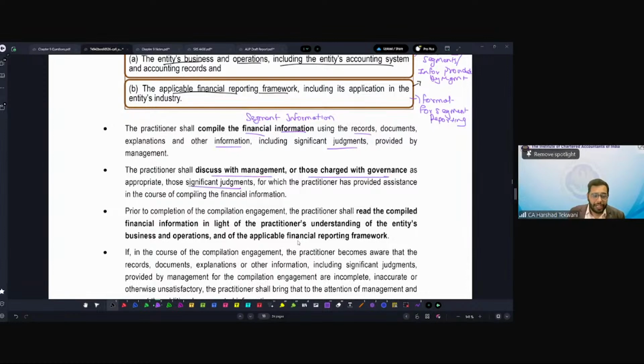Then I need to read the compiled financial information based on my understanding, so that I can identify if there is any issue, and whether I have done a proper compilation as per the requirement. So prior to completion, I need to read the compiled financial information to understand whether my compilation is appropriate or not.